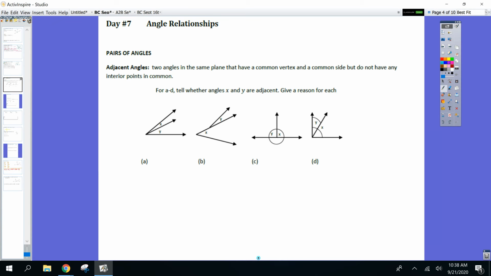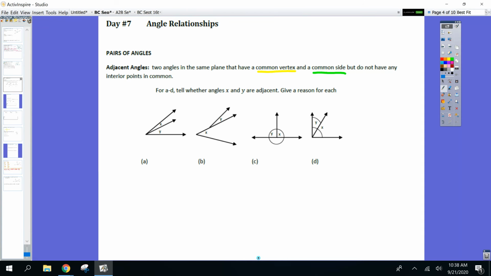Okay? So you can think of adjacent angles as angles that are next to each other, but they have to fulfill three criteria. Ready for the three things that have to happen? They have to have a common vertex, and then they have to have a side in common. And I'll work with you on this last point. They cannot have any interior points in common. I'll work with you on that in a second.